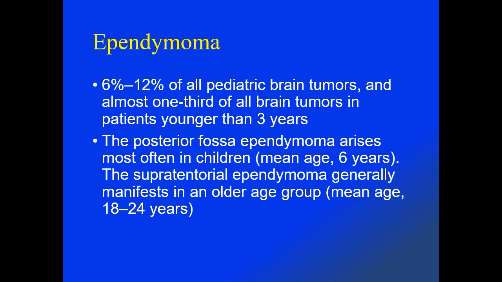6 to 12% of all pediatric brain tumors are ependymomas, and almost one-third of all brain tumors in patients younger than 3 years of age. The posterior fossa ependymomas arise most often in children. The supratentorial ependymomas generally manifest in an older age group and, as seen earlier, are usually extraventricular parenchymal masses.